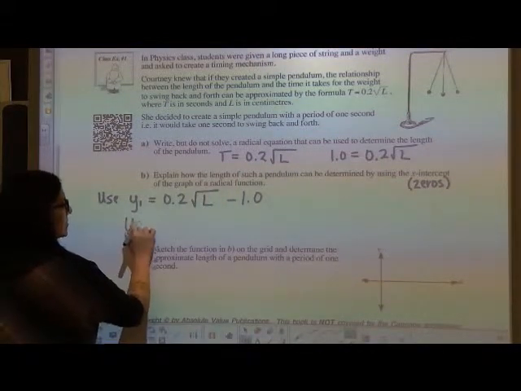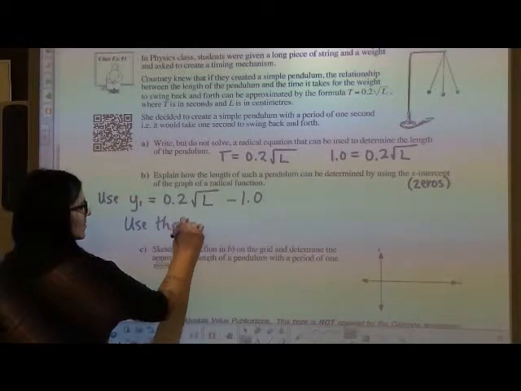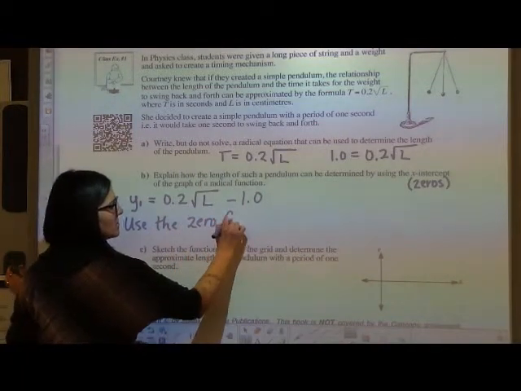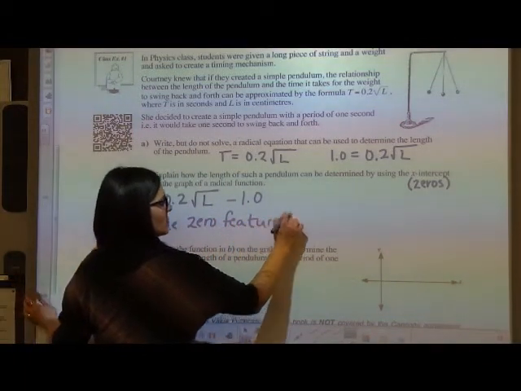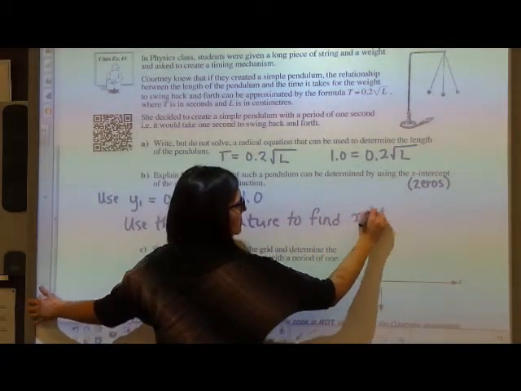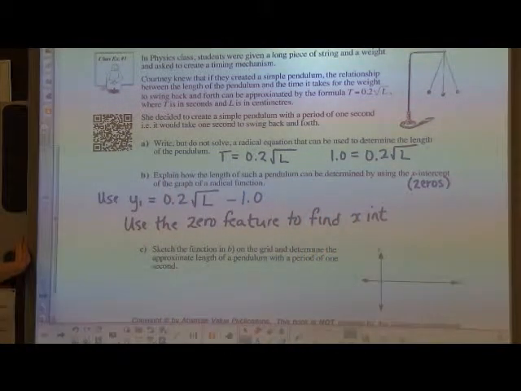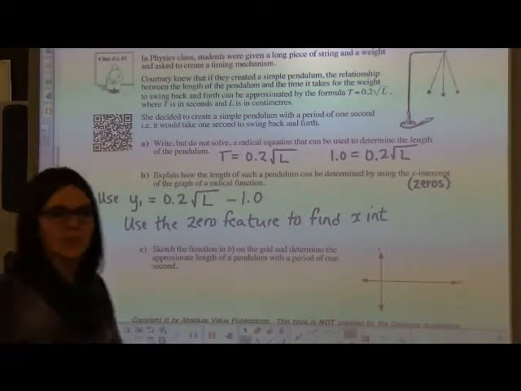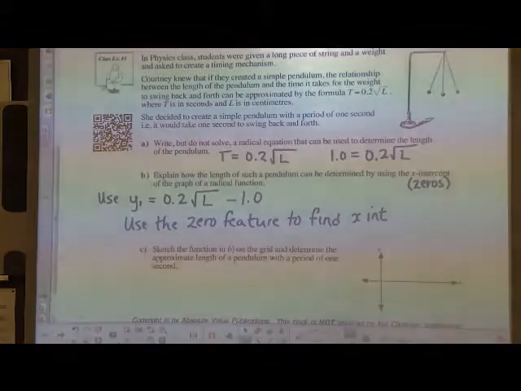And then I would use the zero feature to find the x-intercept. So I'll give you a moment. I want you to graph that. See what you're going to need to use for window settings so that you can see the x-intercept.